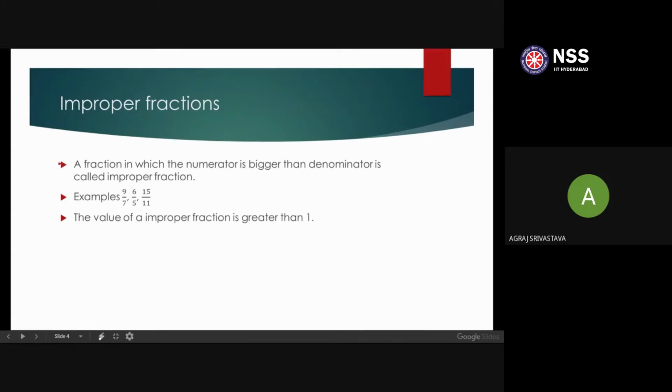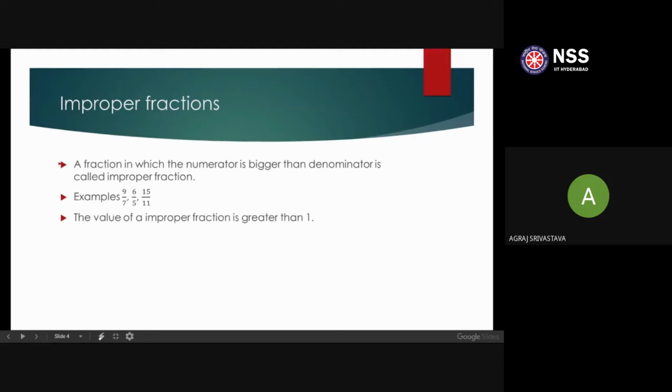Improper fractions are an exact opposite to proper fractions. That means that the numerator in an improper fraction is going to be numerically larger than the denominator. And clearly, the value of an improper fraction would be greater than 1. So that's the easiest way to recognize an improper fraction.